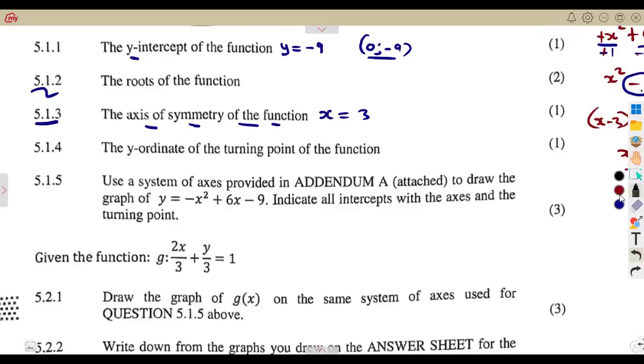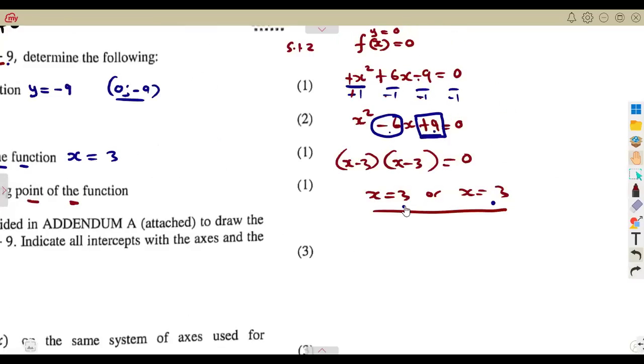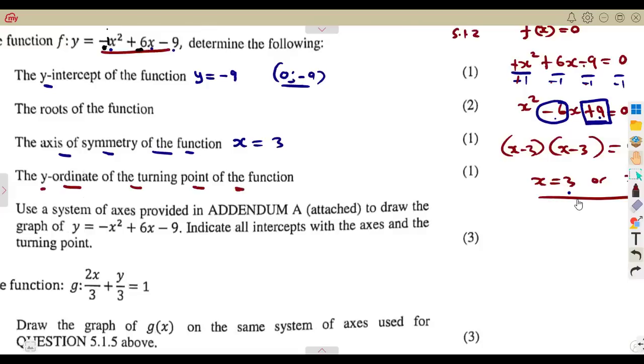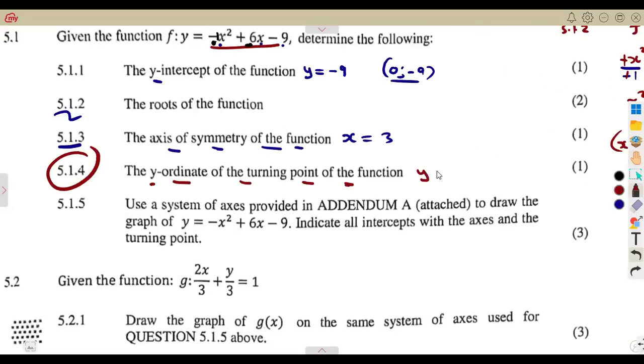All right, then we are given 5.12, the y-ordinate at the turning point of the function. Remember, the y-ordinate at the turning point is the value of y when x is 3, meaning at the axis of symmetry. The y-ordinate is from the x value, which is 3. Like I said, this is at the turning point, which is also a solution. So if it is a root, y there is going to give us 0.